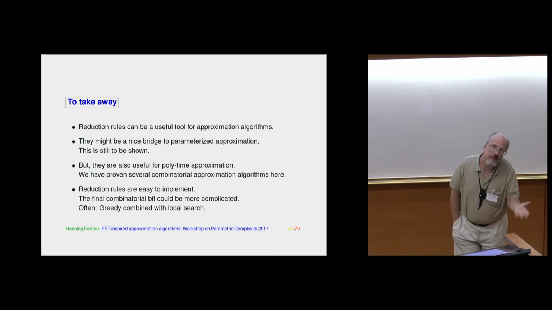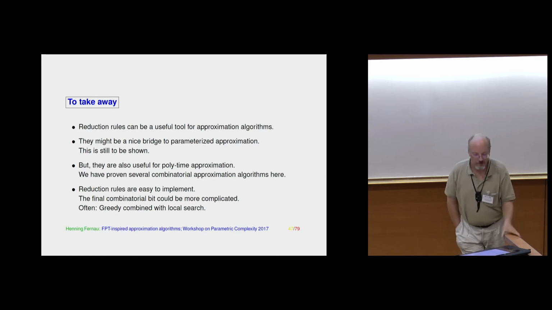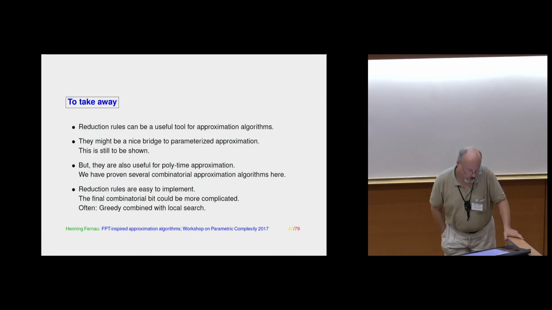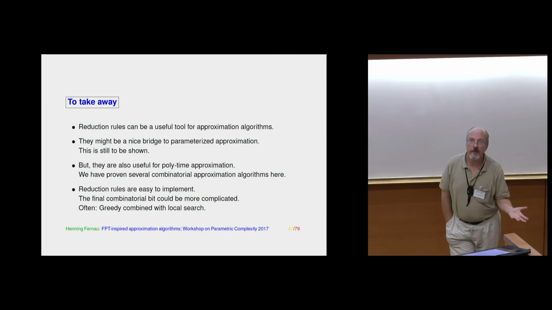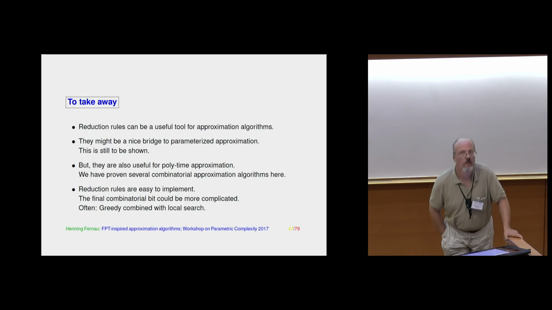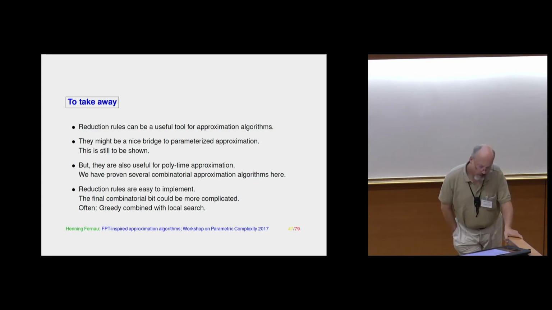But as I said, also the classical polytime approximation could be well inspired here, and sometimes really getting, as I also explained with the last examples, the best what we know today. And again, these reduction rules that I showed are always local massage rules which are easy to implement, so that's not a big deal to do this. However, the combinatorial bit that I mostly sketched only could be a bit more complicated.